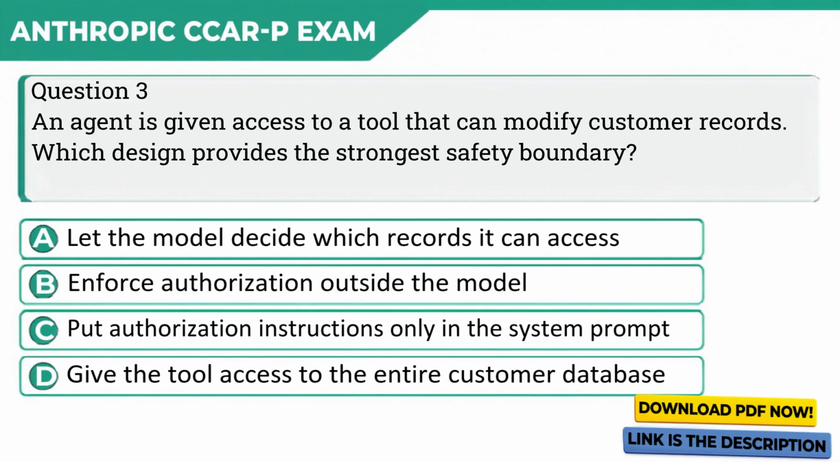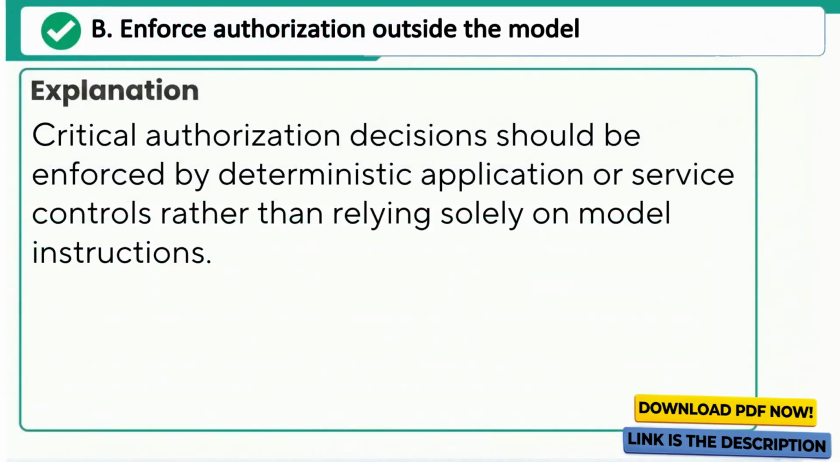C. Put authorization instructions only in the system prompt. D. Give the tool access to the entire customer database. Correct answer, B. Enforce authorization outside the model. Explanation: critical authorization decisions should be enforced by deterministic application or service controls rather than relying solely on model instructions.